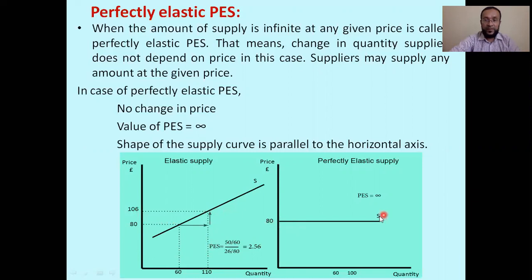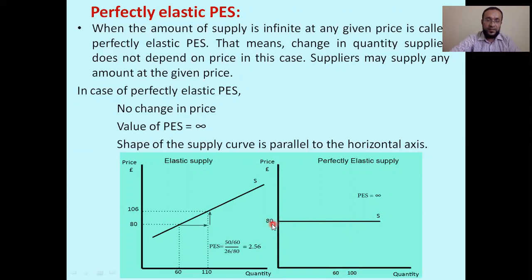Now look at this diagram here. Again we are starting from the initial price 80, okay, 80 pounds. At this price, say for example our quantity supplied is 60, okay, and later quantity supplied increased from 60 to 100 units.